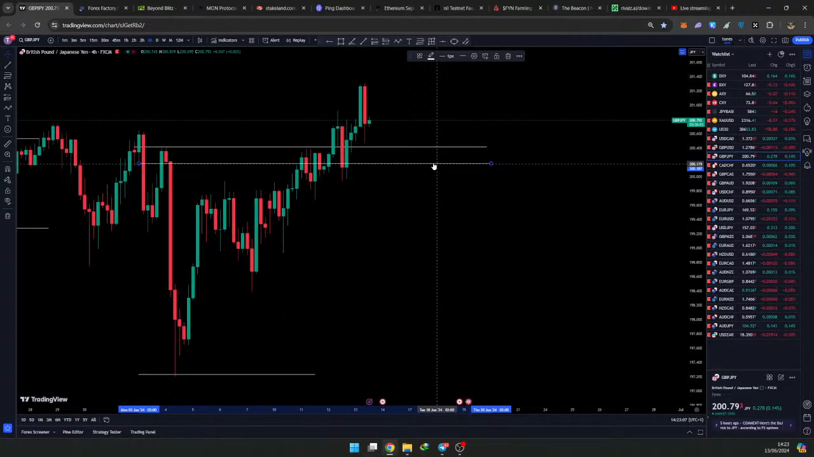That'll be between 200.417 and 200.174. Again, 200.417 and 200.174. All right, so I'm watching out for that push towards the upside. From there, I'll be watching out for a buy to happen.